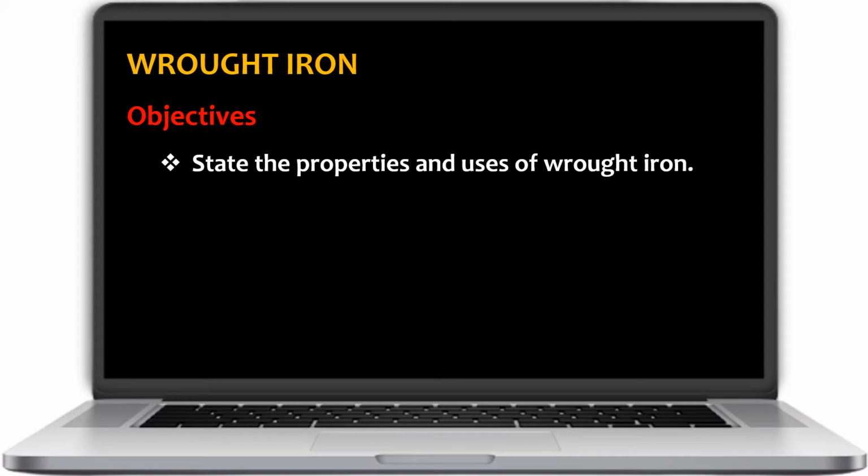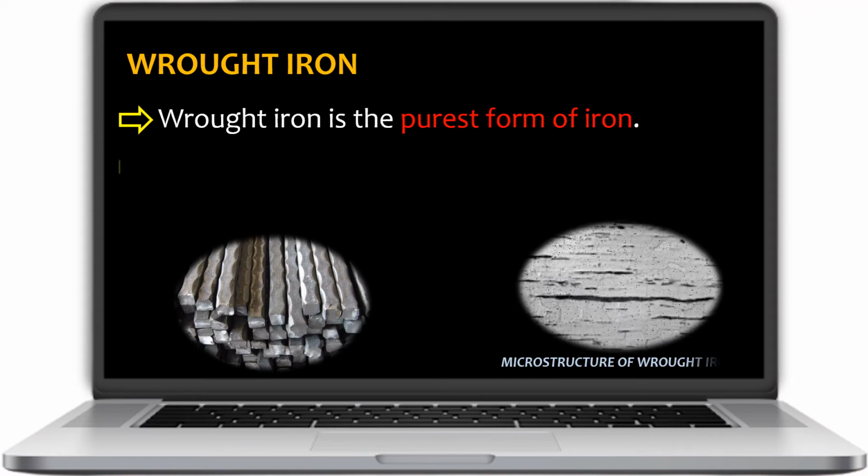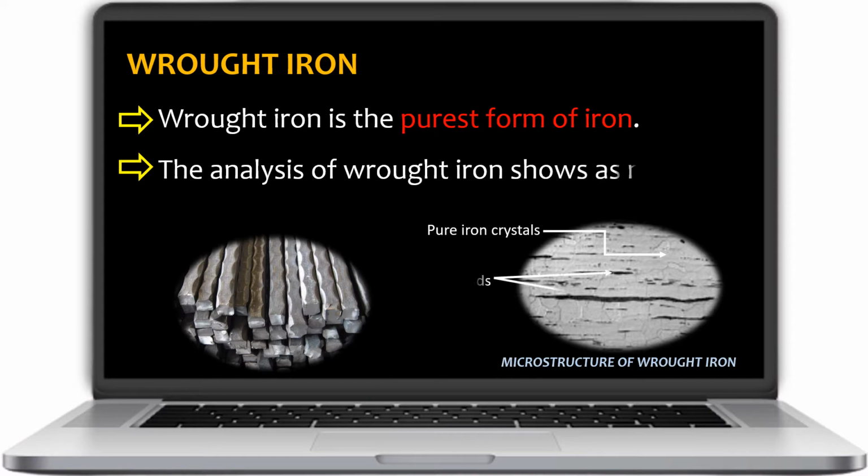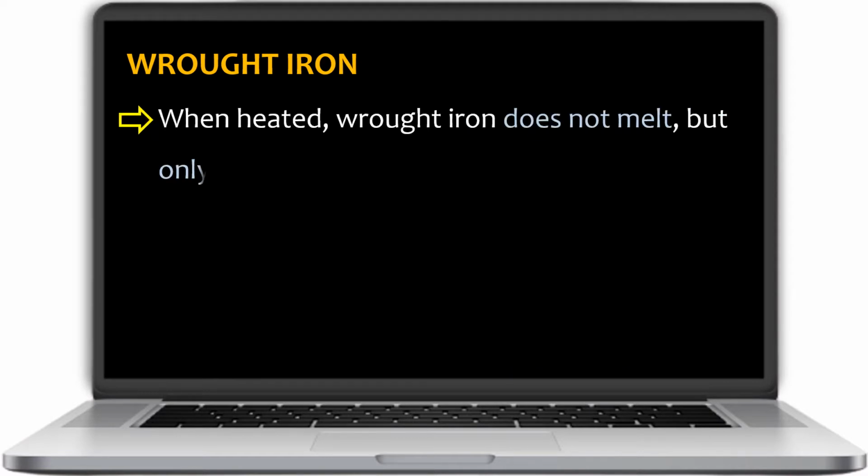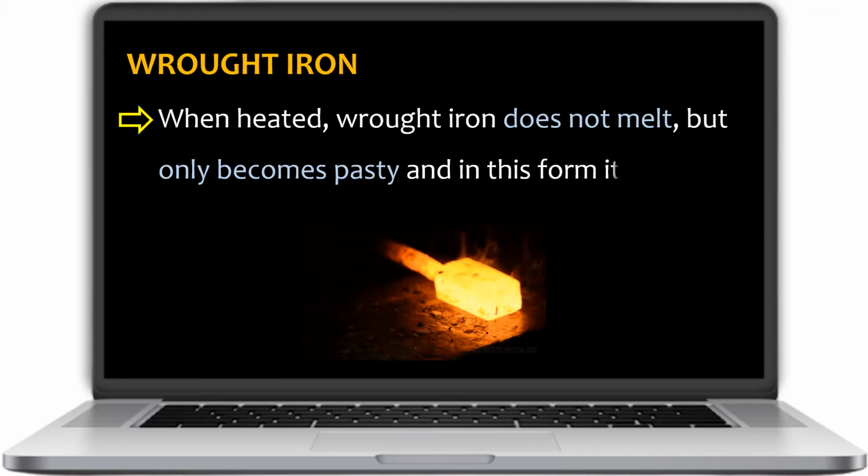Wrought iron. Objectives. At the end of this topic you shall be able to state the properties and uses of wrought iron. Let's see, what is wrought iron? Wrought iron is the purest form of iron. The analysis of wrought iron shows as much as 99.9% of iron. When heated, wrought iron does not melt, but only becomes pasty, and in this form it can be forged to any shape.